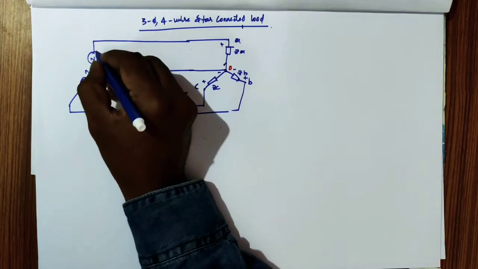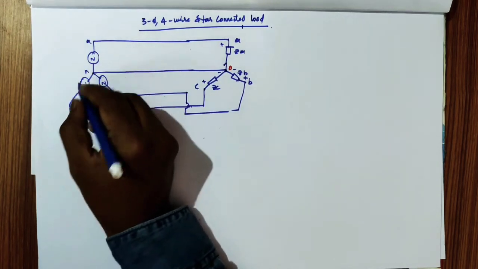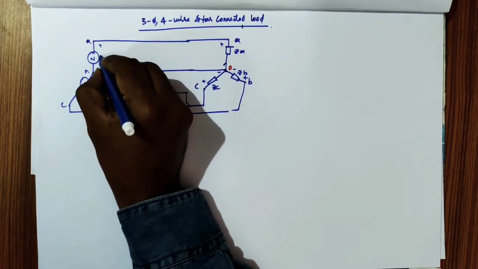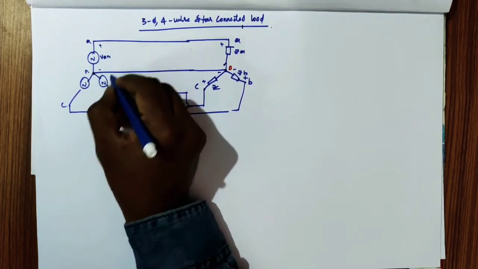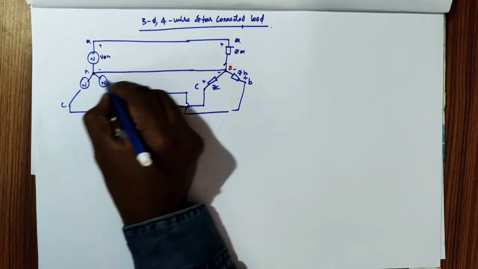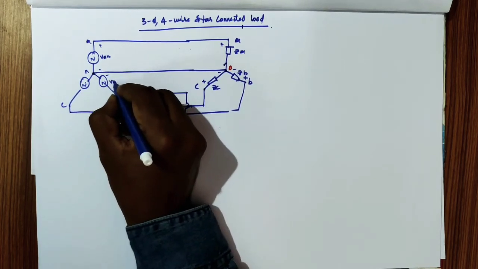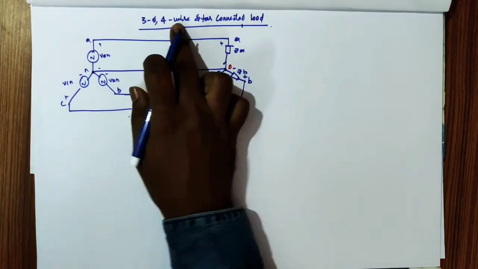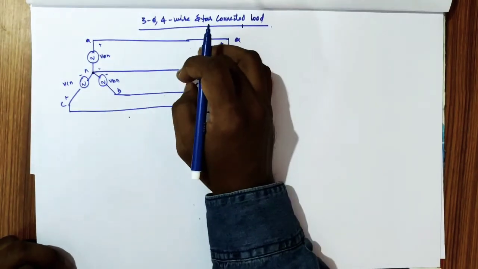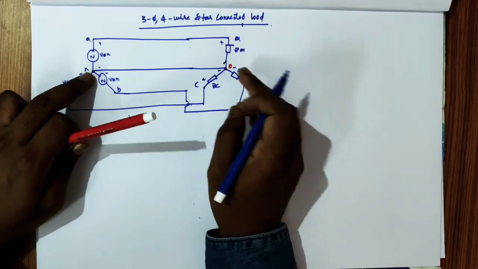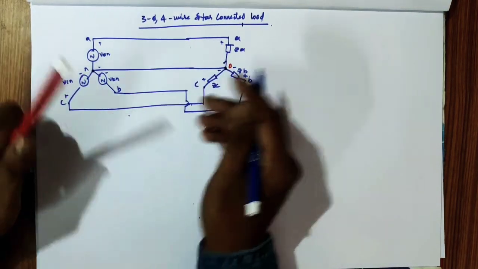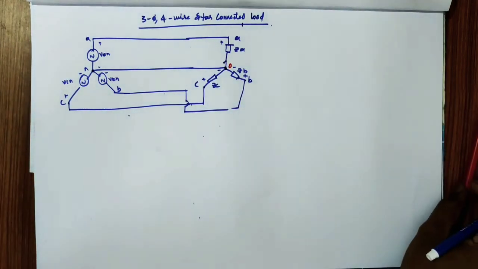So this is A, B, C. The voltage across this is VAN. This is VBN and VCN. So this is a three-phase, four-wire system, where the neutrals of the source and the load are connected. So here the phase shift will not occur.